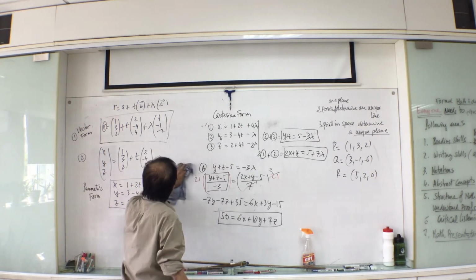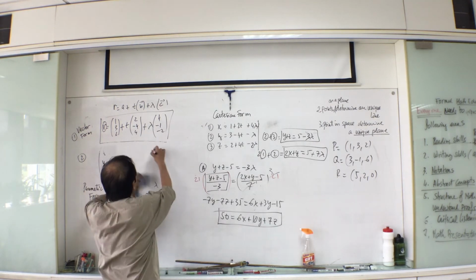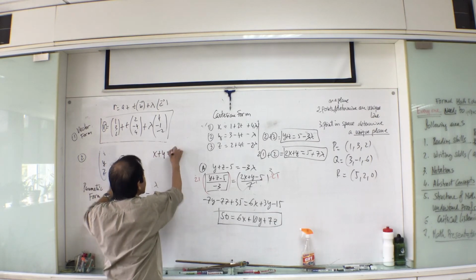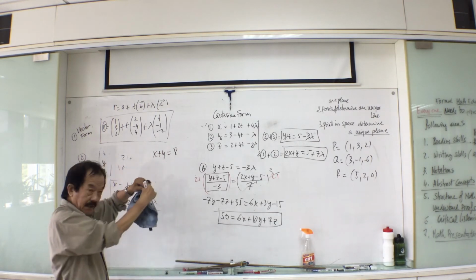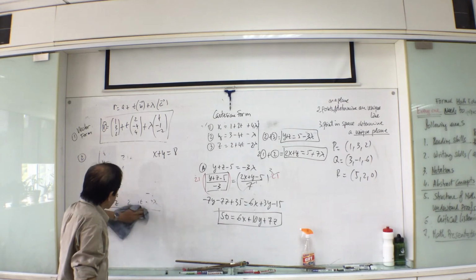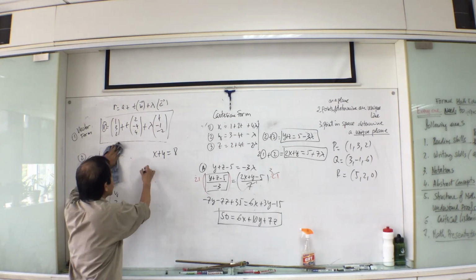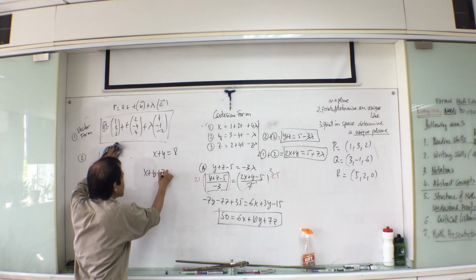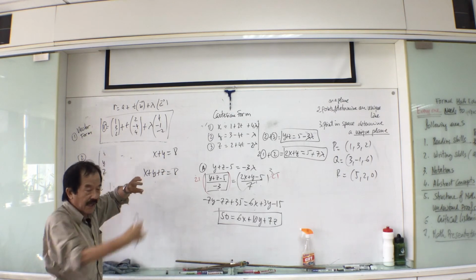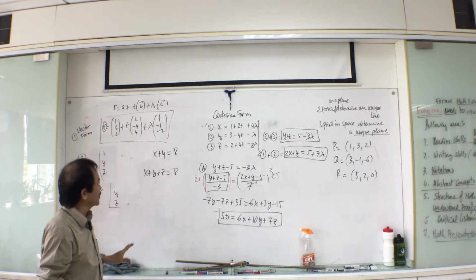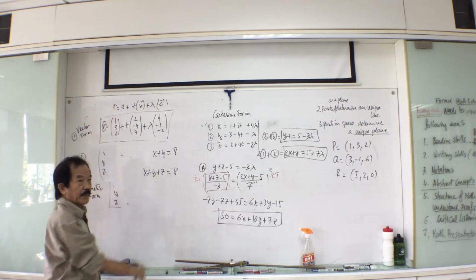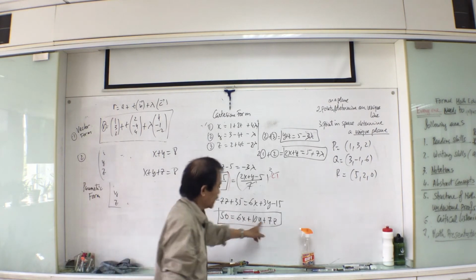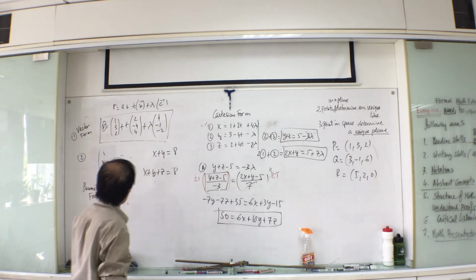If you have x plus y equal 8, this one represents the line, right? But if you have x plus y plus z equal 8, it doesn't mean a line in 3 dimensions. So this one is the equation of a plane. x, y, z equals some number. Okay, so I remind you that.